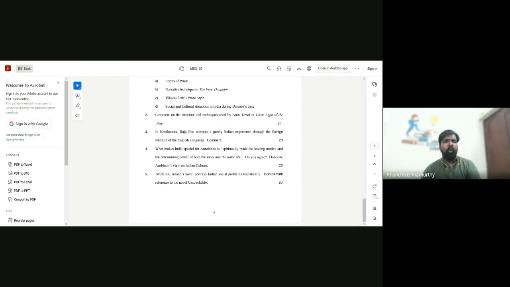In the meanwhile, when you speak about question number five, Mulk Raj Anand's novel portrays Indian social problems realistically. Discuss with reference to the novel Untouchable. Here, there are two literary phenomena that come forth. One is realism. The second one is social realism. Something that can be seen, say for instance, in Charles Dickens. There is a sort of social realism, problems that are imminent in the society, being projected by Mulk Raj Anand in the novel Untouchable, which throws light on the caste system in India.